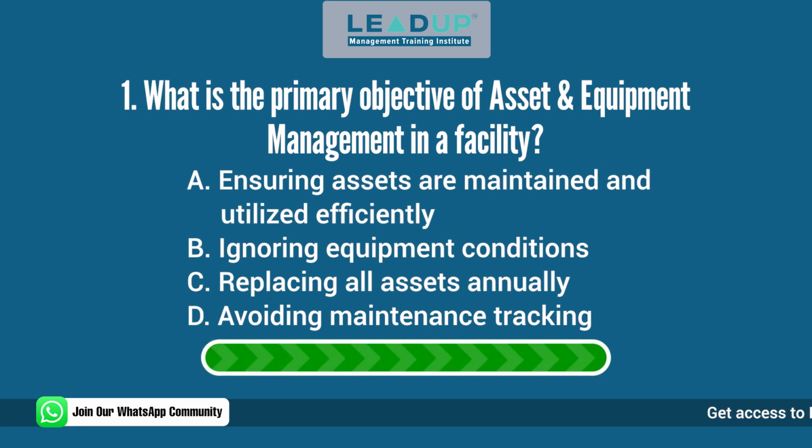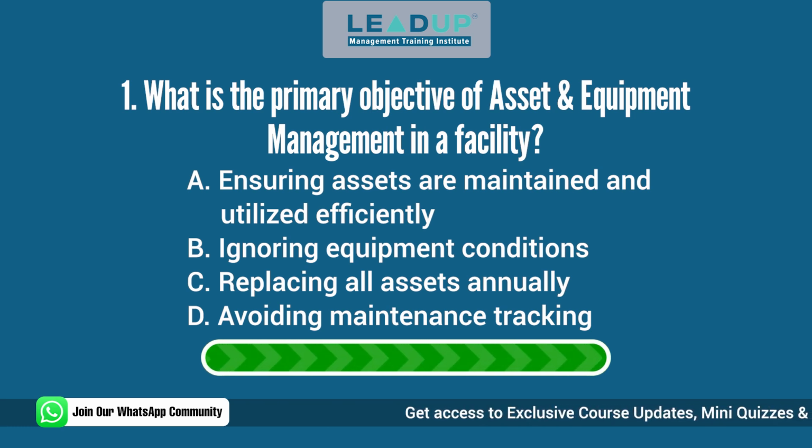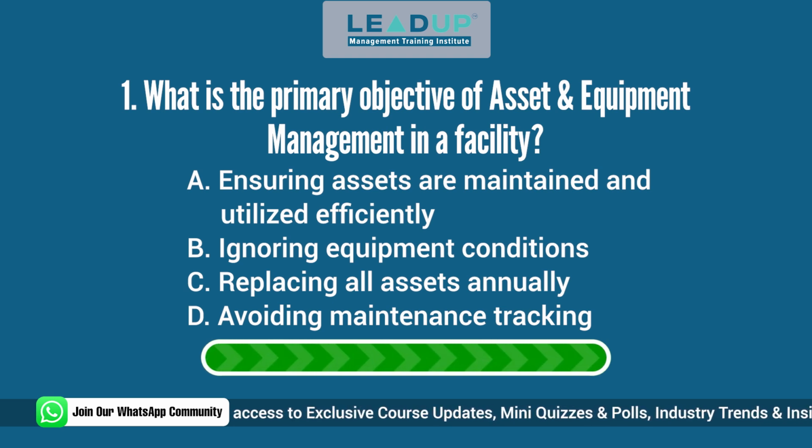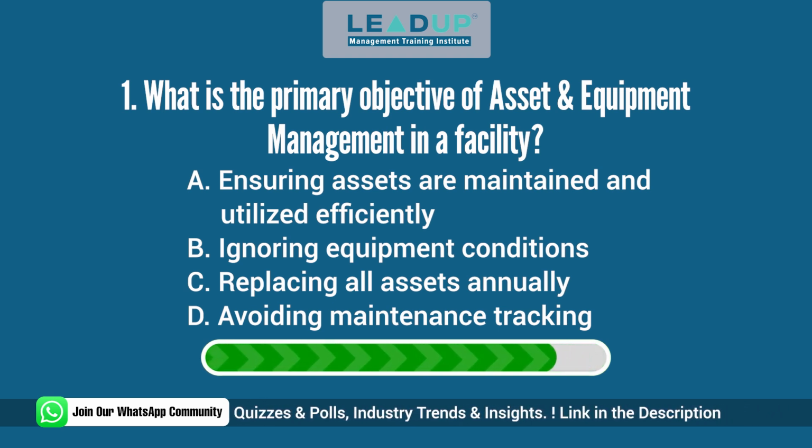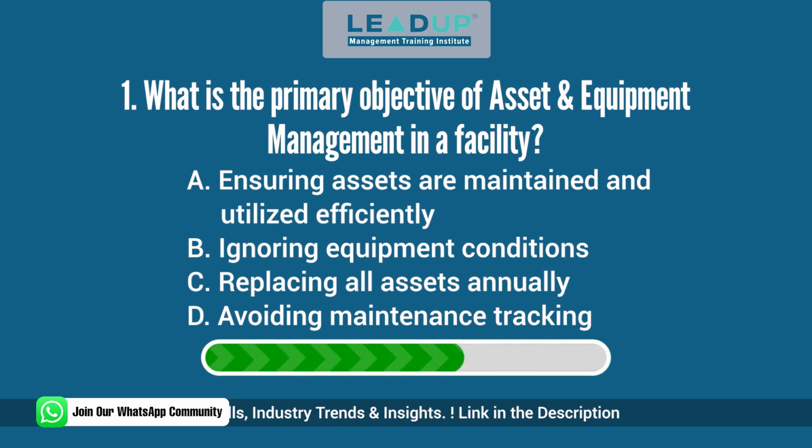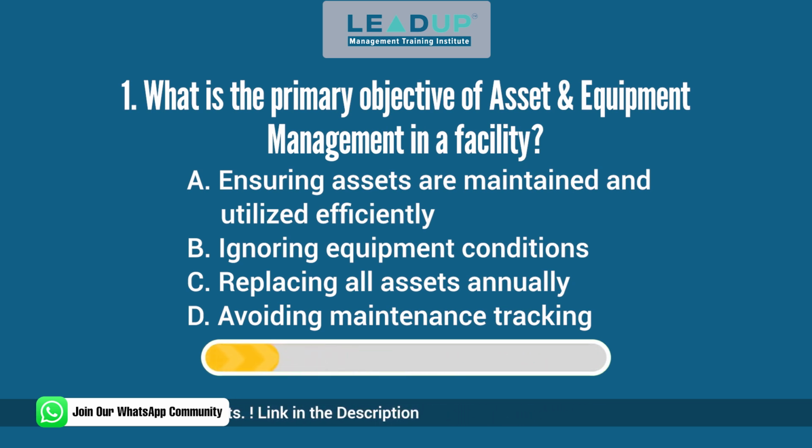What is the primary objective of asset and equipment management in a facility? A. Ensuring assets are maintained and utilized efficiently. B. Ignoring equipment conditions. C. Replacing all assets annually. And D. Avoiding maintenance tracking. Answer: ensuring assets are maintained and utilized efficiently.